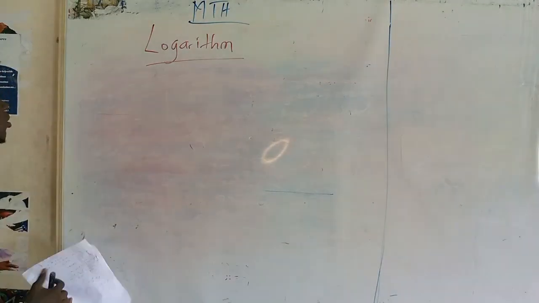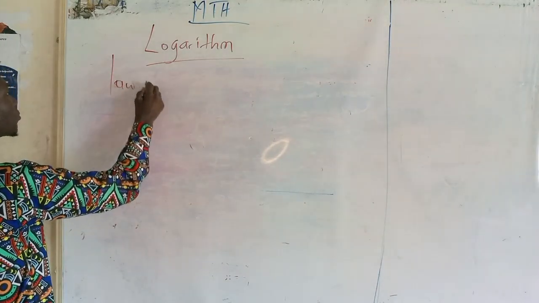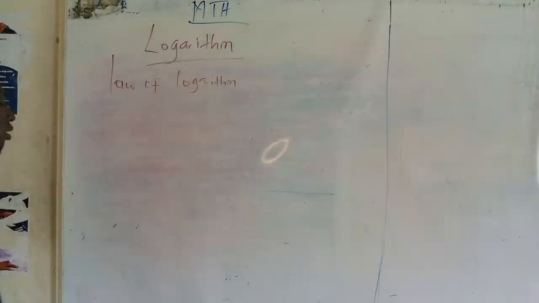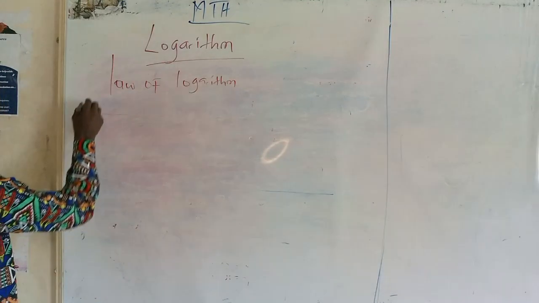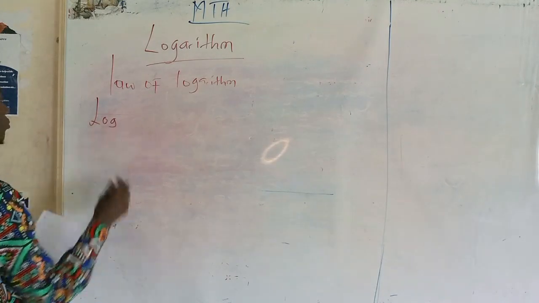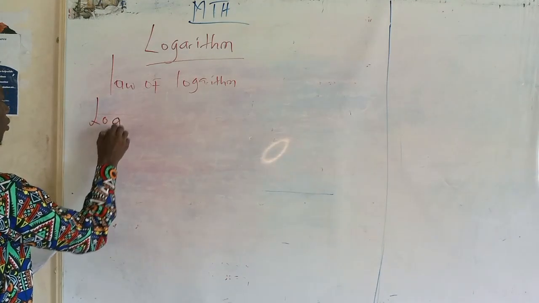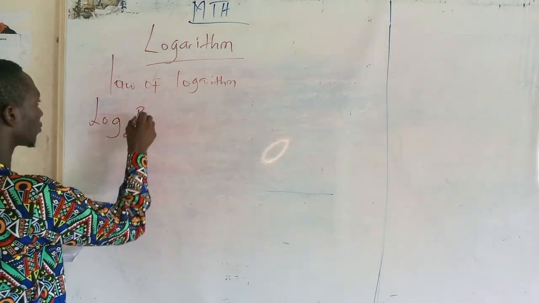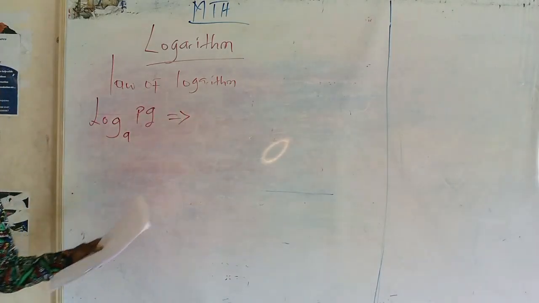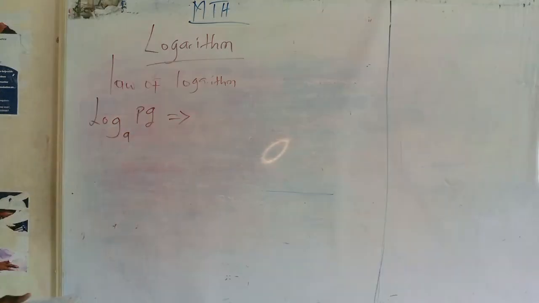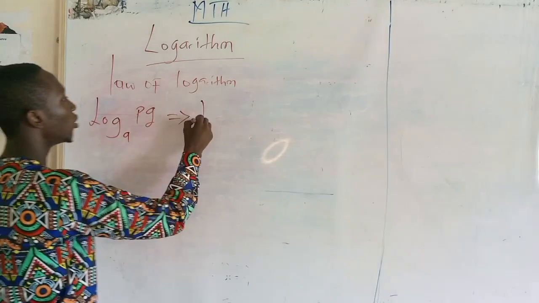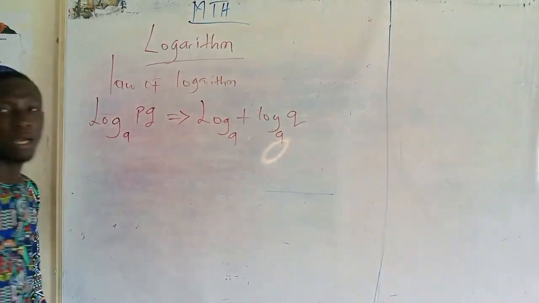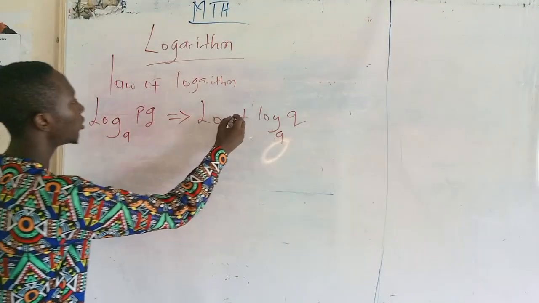Now we move down to laws of logarithm. The first law goes this way. If you have log A P times Q, you can express it like this: log A P plus log A Q. Are we together?